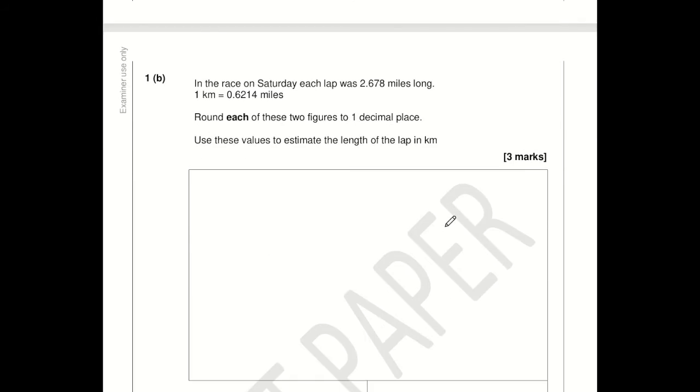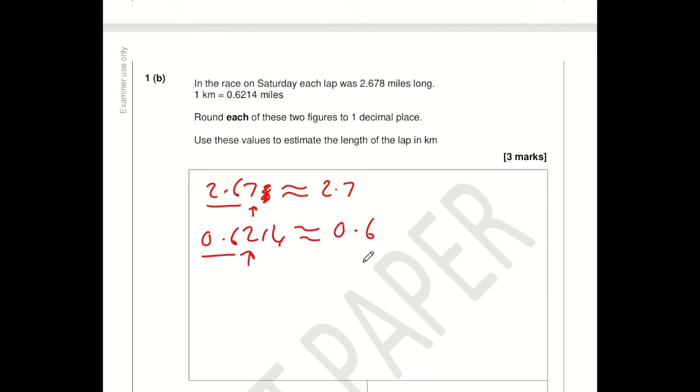Okay, part B. First of all, we're going to round these to 2 decimal places. 2.678: if we're rounding that to 2 decimal places, we're just looking at the second decimal place, so this 8 we can completely ignore. 7 is greater than 5, so the 6 will move up 1 to a 7. And let's have a look at 0.6214. That is approximately, again, 1 decimal place. We're interested in this figure here. It's less than 5, so that will round down to 0.6.